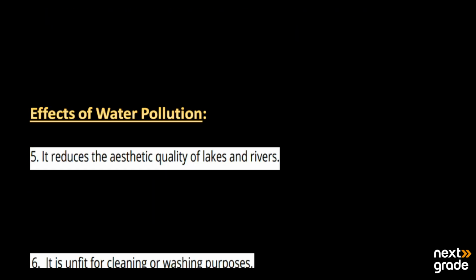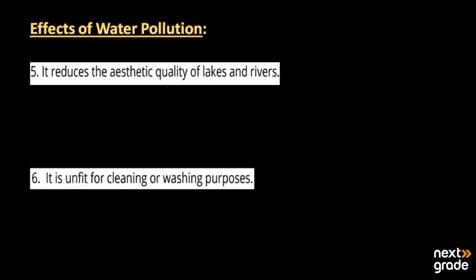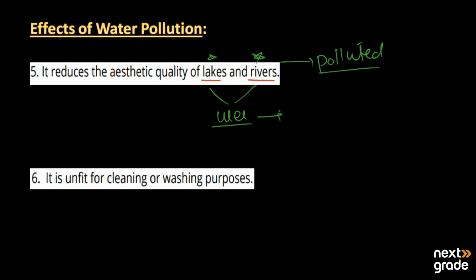Then we have the fifth and the sixth effects. The fifth is damage to the living organism; it reduces the aesthetic quality of lakes and rivers. When the water gets polluted, the quality of the water in lakes and rivers is reduced. Now it is not usable for further uses like domestic and industrial uses, because it is difficult to get it purified.